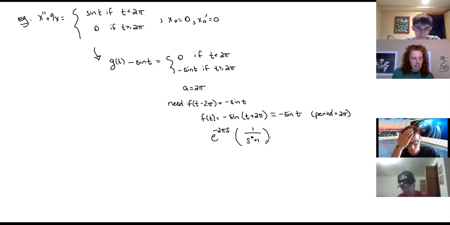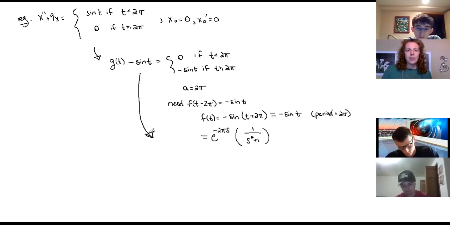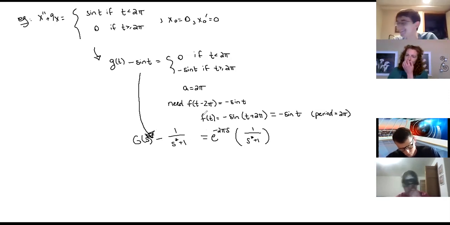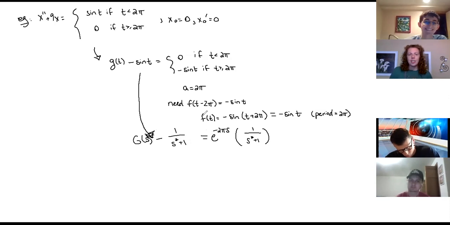So we've got an e to the negative 2 pi s, and then times 1 over s squared plus 1. That's the transform of your sine, right? That's not what I was looking for. So what I really just found was capital G of s minus 1 over s squared plus 1. That's what I really just found because I subtracted that sine t.